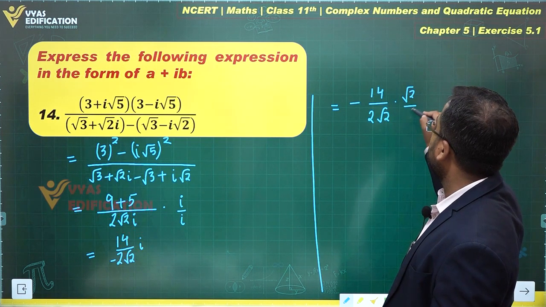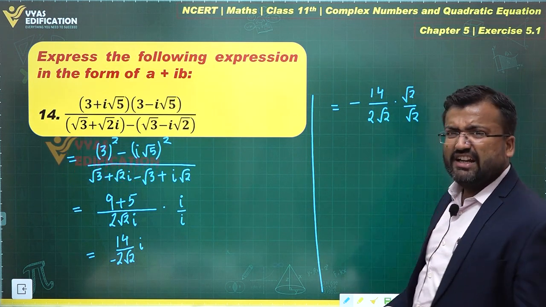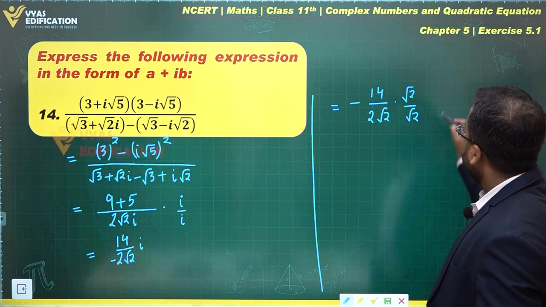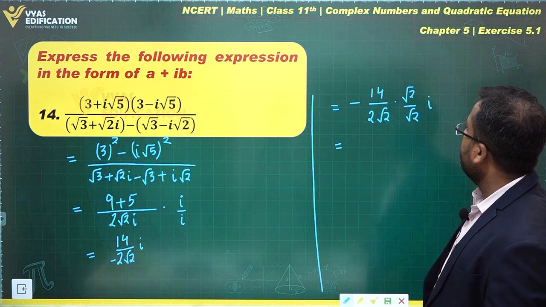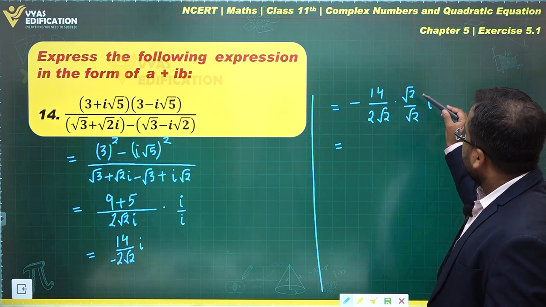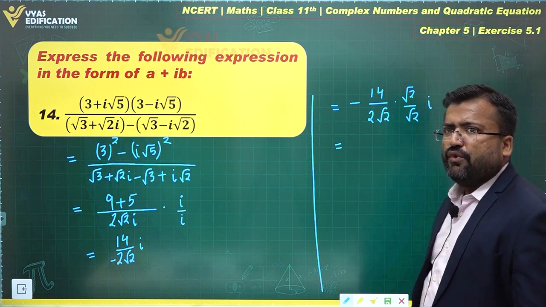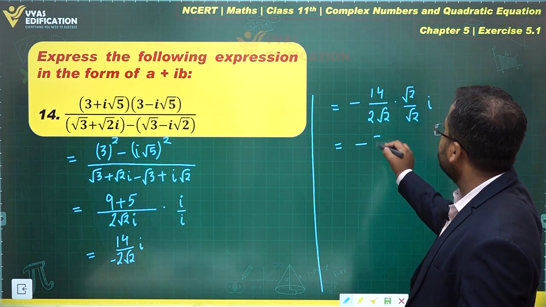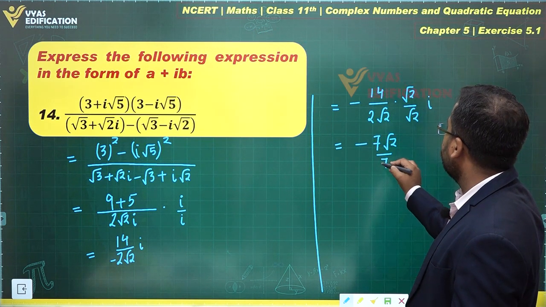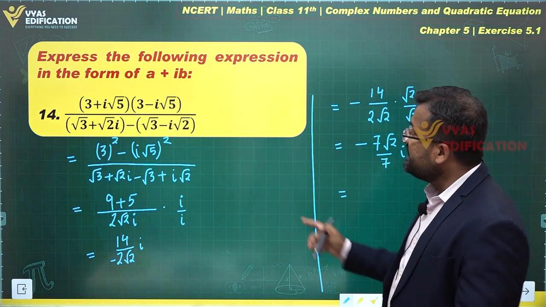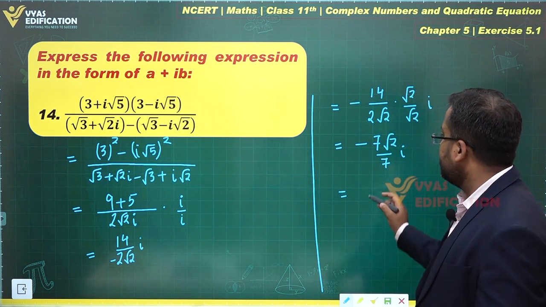Let's multiply with a root 2 and a root 2 over here, so that the denominator is also rationalized. Do not leave irrational in the denominator, and this becomes 4. 14 upon 4 is actually 7 by 2 minus 7 root 2 by 2 i. And express this in the form a plus ib. Express it in the form a plus ib.